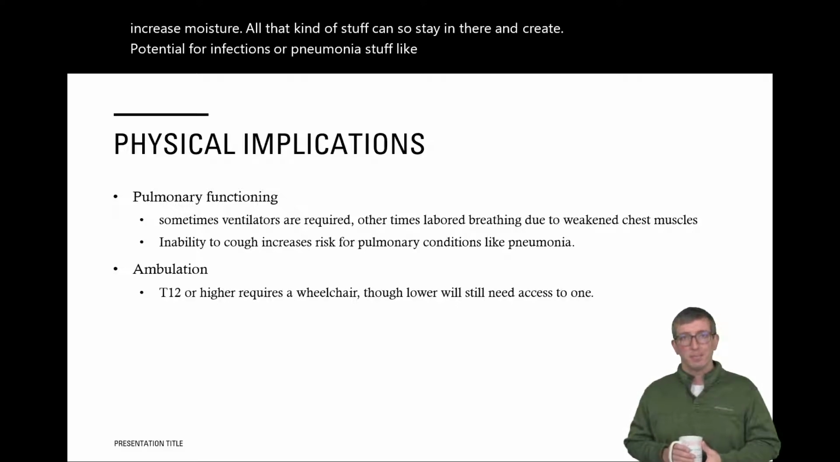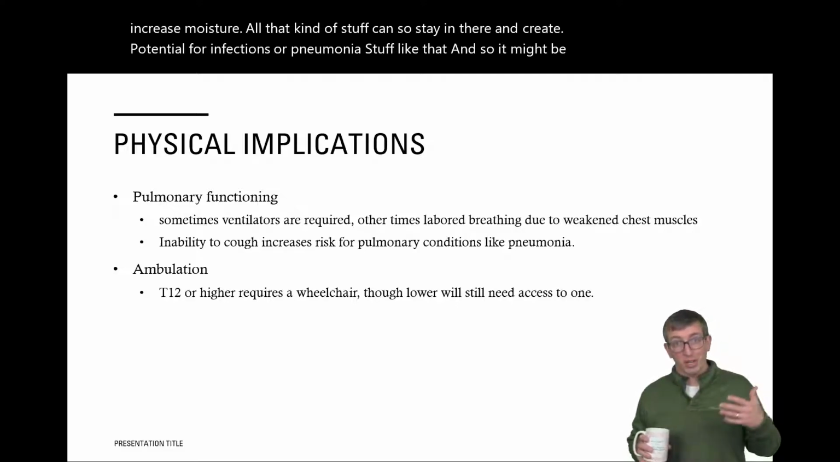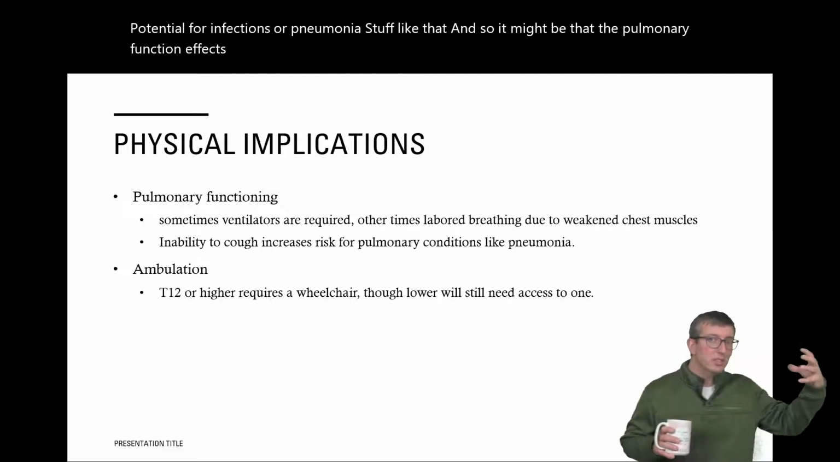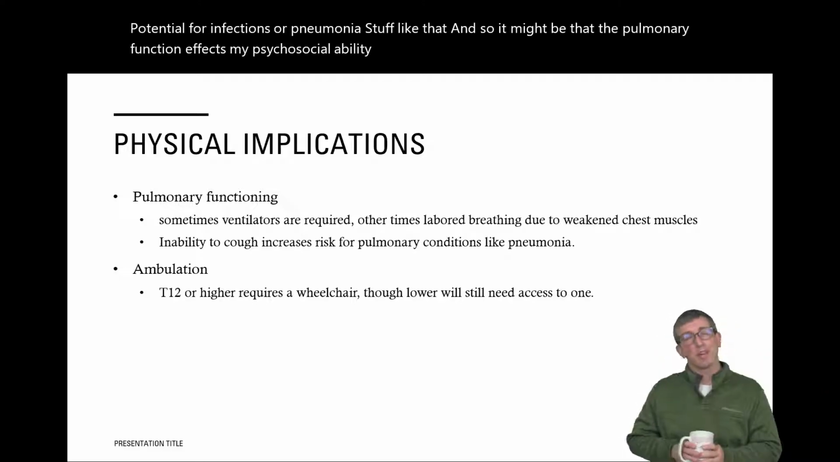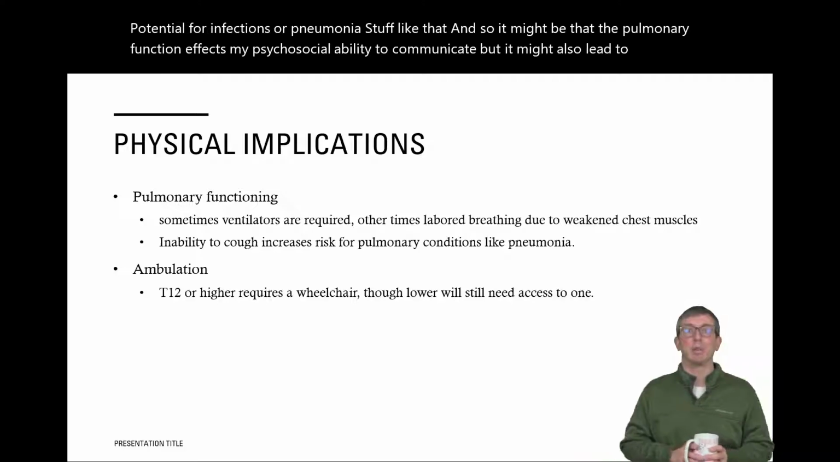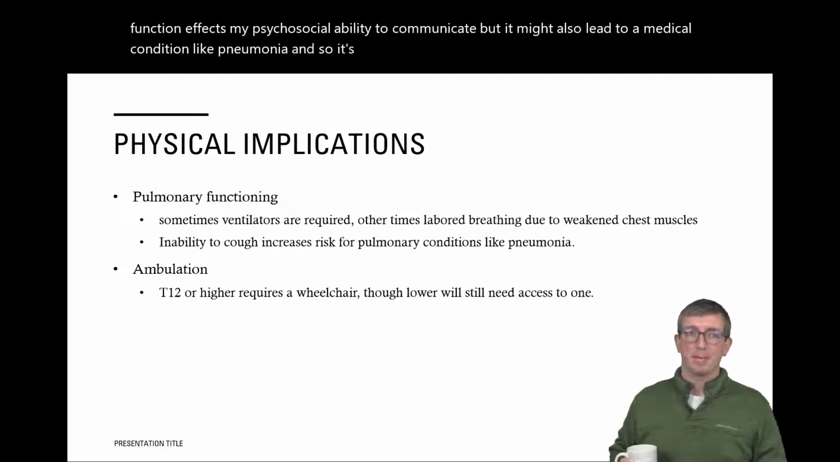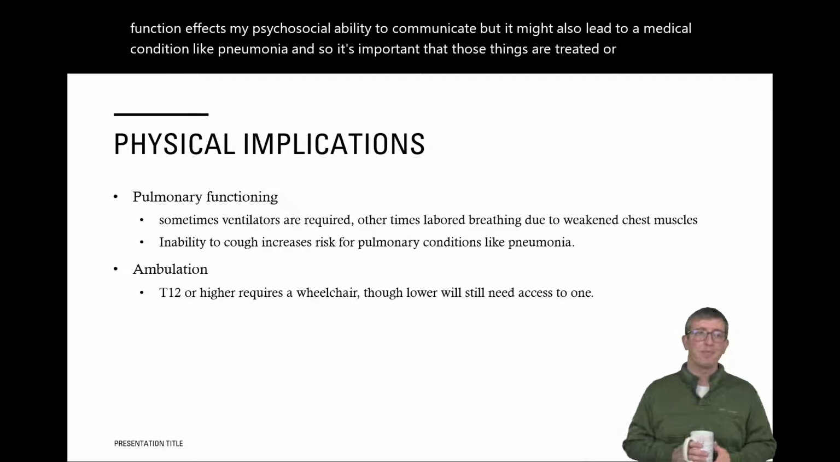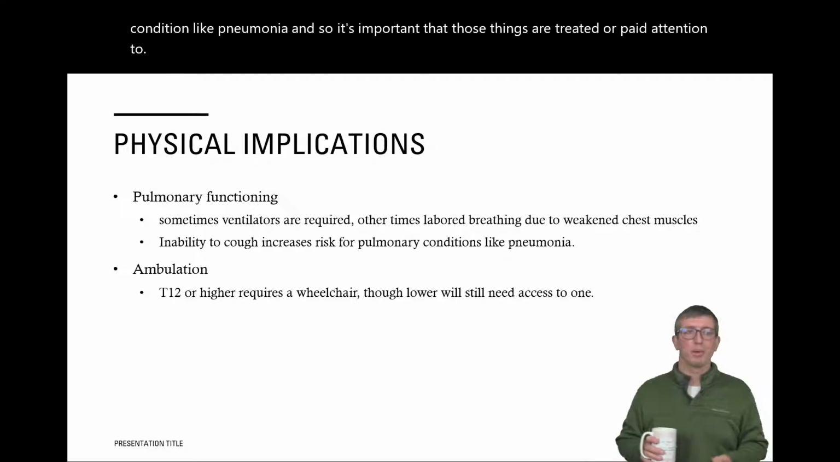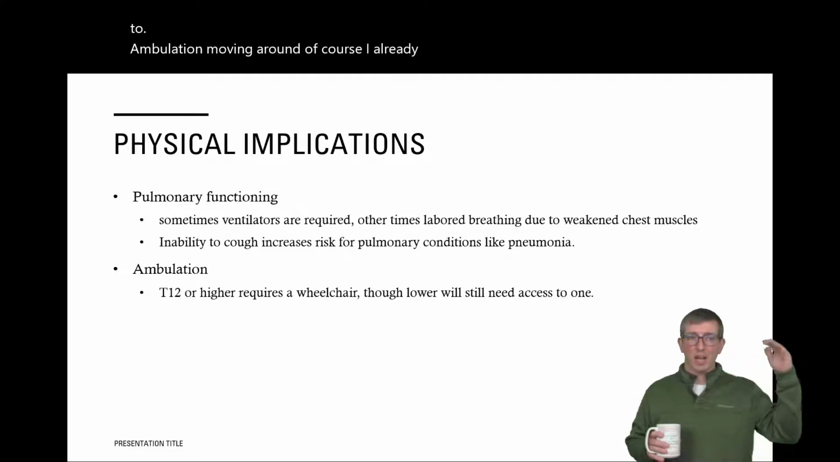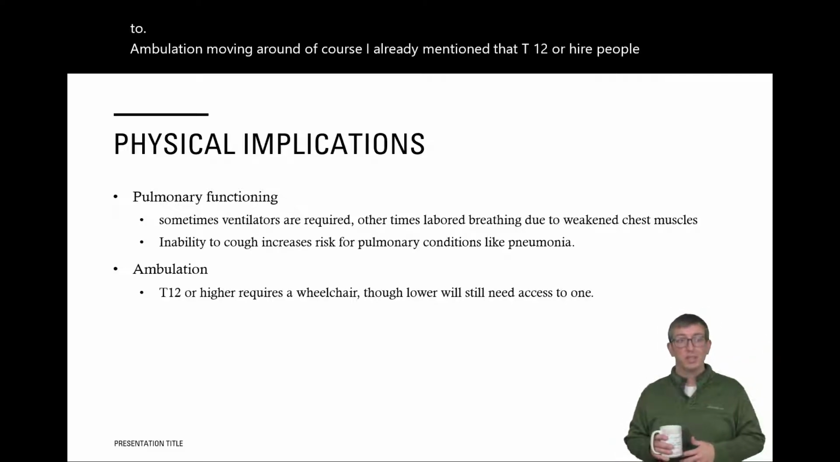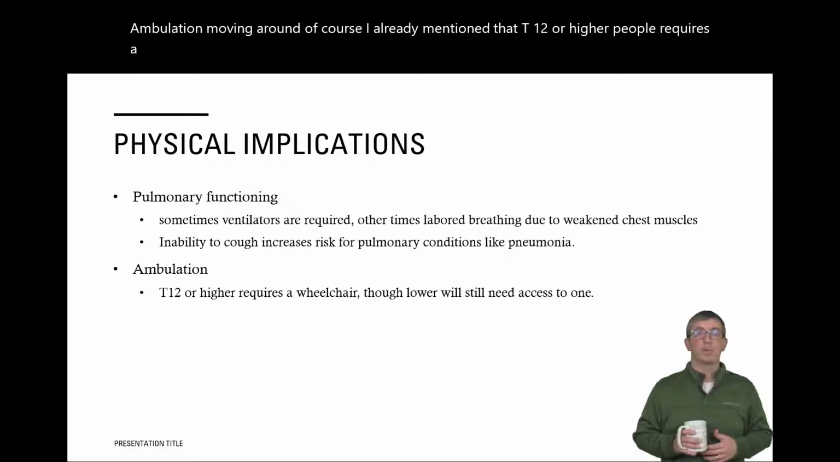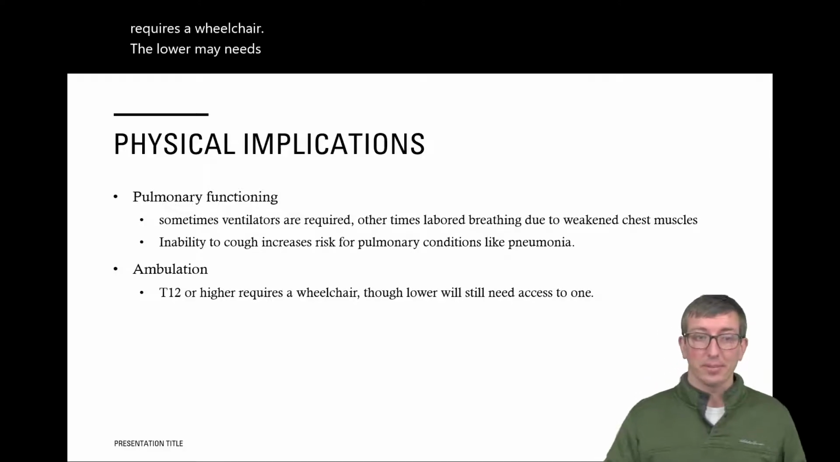It might be that the pulmonary function affects my psychosocial ability to communicate, but it might also lead to a medical condition like pneumonia. And so it's important that those things are treated or paid attention to. Ambulation, moving around, of course, I already mentioned that. T12 or higher people require a wheelchair. The lower still may need access to one.